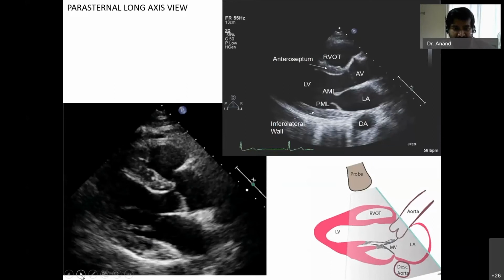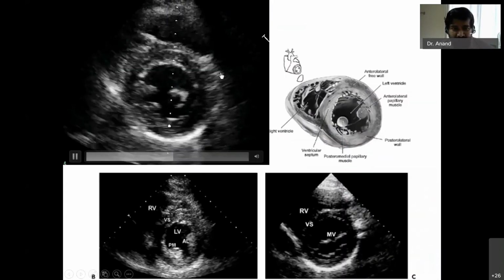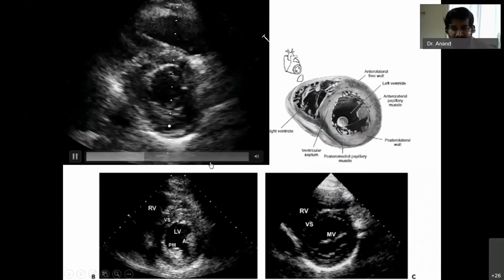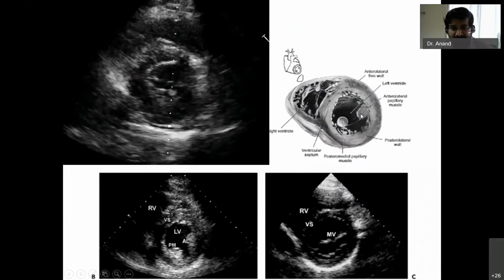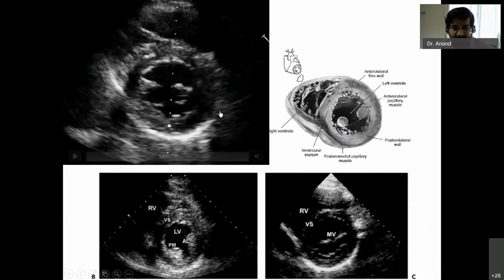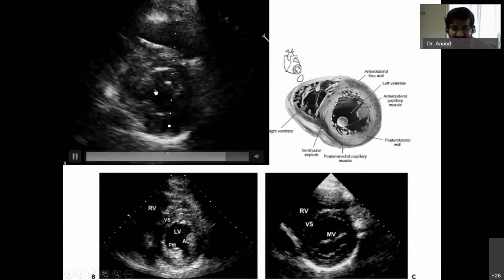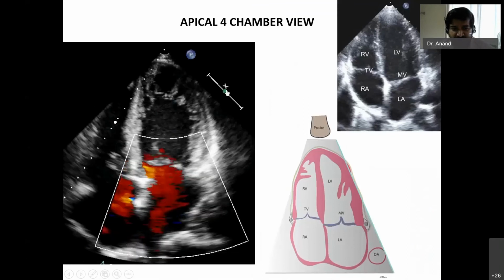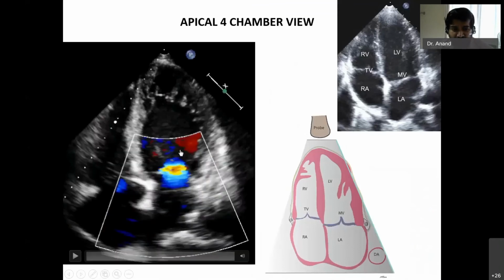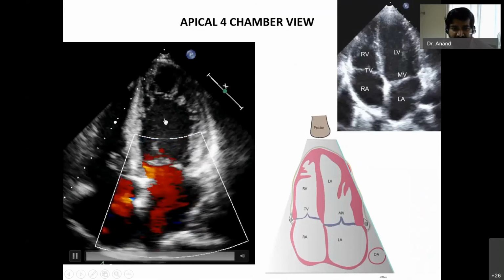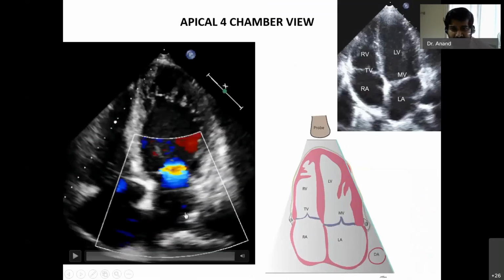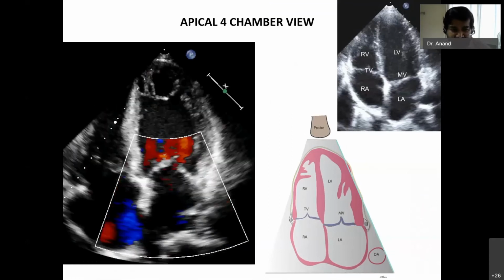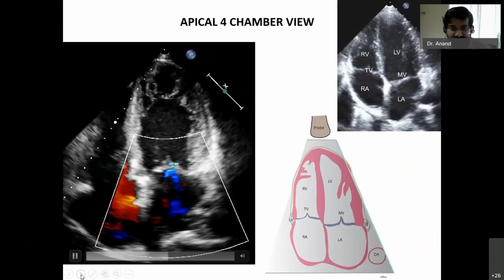This is a parasternal short axis, a cross section. The heart looks like a donut, as you see here in these still images and in the pathology specimen. You can also appreciate the mitral valve here. This is what is called a four-chamber view. As the name indicates, you can see all the four chambers: LV, RV, LA, and RA. So this is just to give you a visual appreciation of what we see in the echocardiography lab.